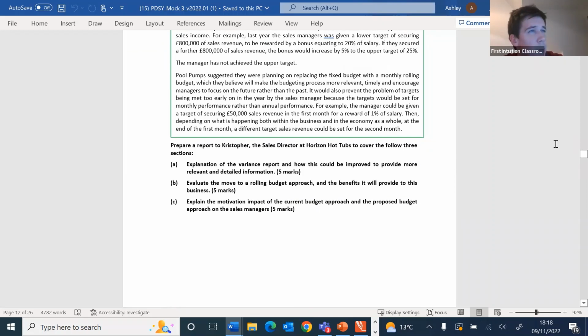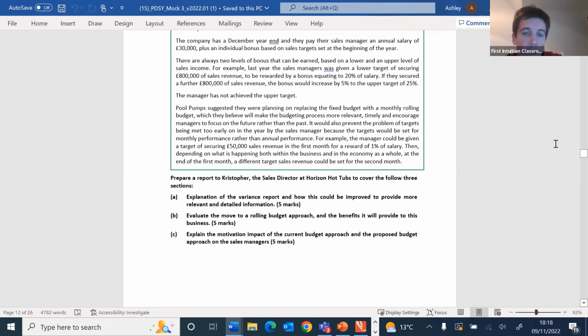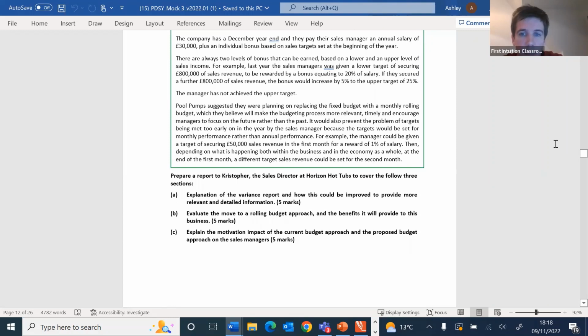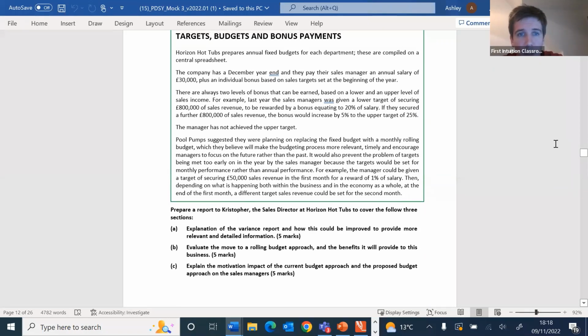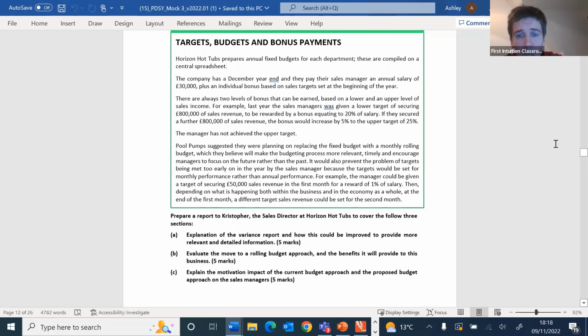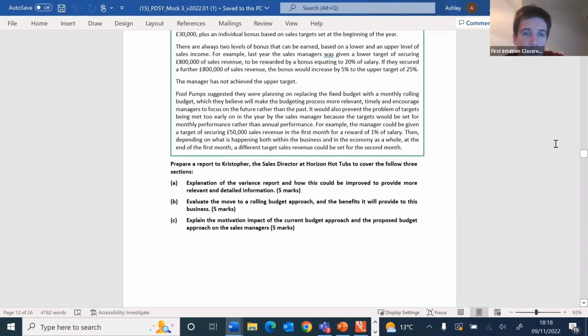So task 2 in the assessment will be worth 15 marks. That will always be the case. And so you can see that split 3 ways, 5 marks a piece. So the 3 areas that they're asking us to look at, as you can see, are to explain the variance report and how this could be improved to provide more relevant and detailed information. We're then asked to evaluate the move to a rolling budget and the benefits it will provide to the business.